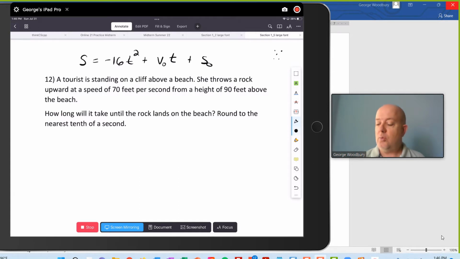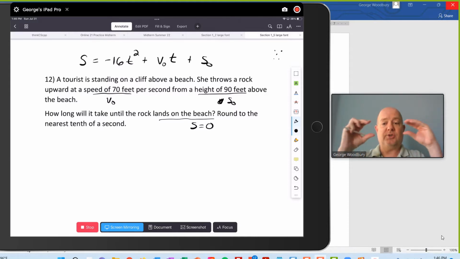All right, so we've got the initial speed of 70 feet per second, that's v sub 0. And her height is 90 feet, that is s sub 0. We want to know, when does it land on the beach? That's when its height, s, is 0. So we have everything from that equation except for the time, and that's what we're going to solve for.